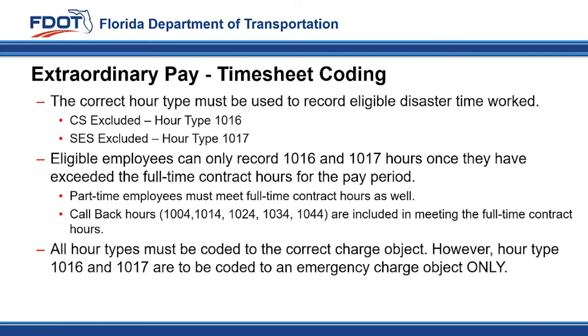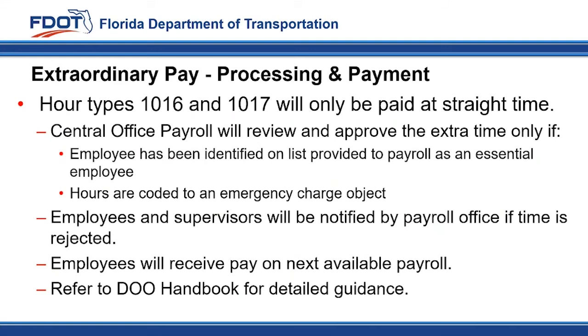For example, annual, sick, administrative, or special comp do not count as hours physically worked. When determining eligibility for extraordinary pay involving excluded career service and SES employees, regular work hours, callback hours, and essential service hours worked are counted to determine the full-time contract hours for the pay period. All hour types worked must be coded to the charge objects associated with the work performed. Hours type 1016 or 1017 may only be coded when an emergency charge object is applicable and used. To review, extraordinary pay hours type 1016 or 1017 will only be paid at straight time.